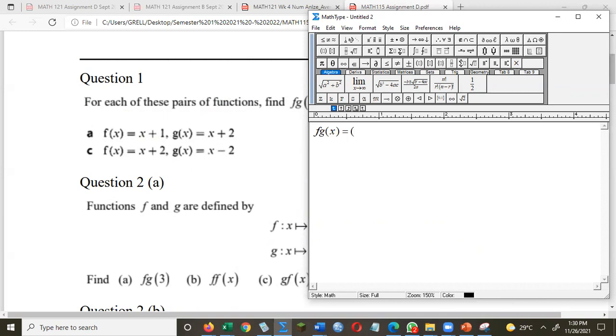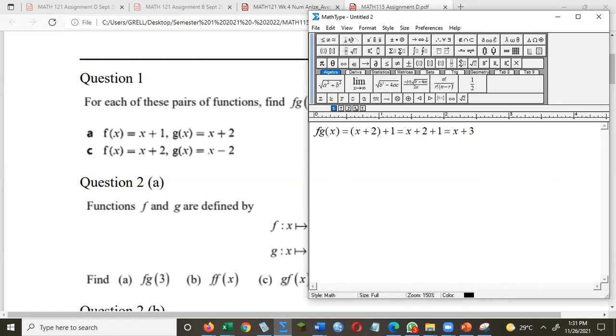Open bracket, x plus 2, close bracket. What next? Plus 1. So as you can see, she started from the right, which is g of x. The x plus 2 she substituted into the place of the x in x plus 1. So the x plus 2 in a bracket goes into the x place plus 1. And you simplify, clear the brackets, so that will be x plus 2 plus 1. So that will be x plus 3.